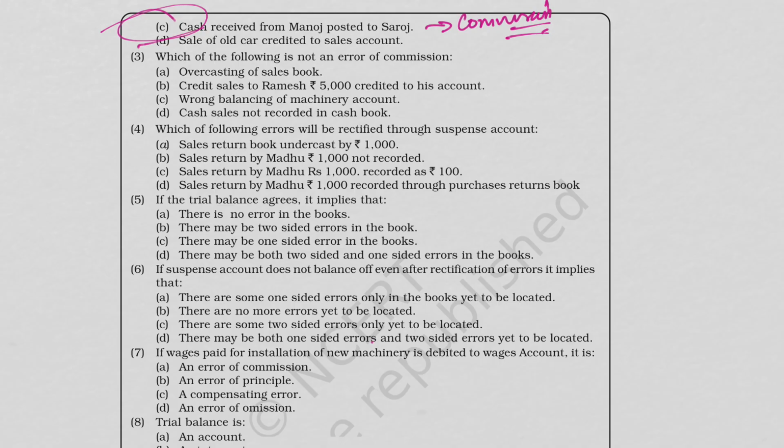Which of the following is not an error of commission? Okay, so error of commission means there has been wrong posting, wrong calculation, as well as wrong account. So overcasting of sales book, this is an error of commission. Credit sales to Ramesh, 5000 credited to his account. Correct entry. This is not an error.